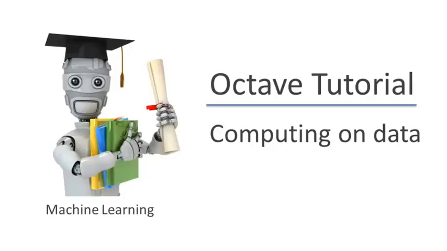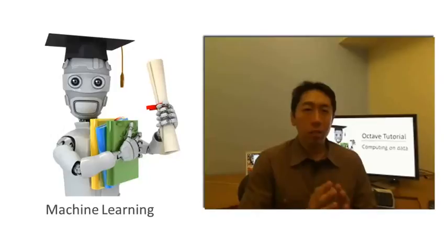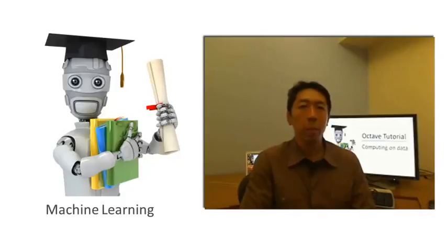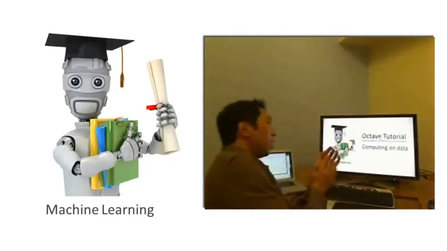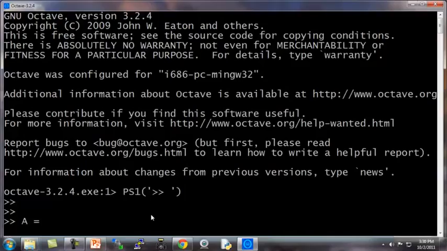Now that you know how to load and save data in Octave, put your data into matrices and so on, in this video I'd like to show you how to do computational operations on data. And later on we'll be using these sorts of computational operations to implement our learning algorithms. Let's get started. Here's my Octave window. Let me just quickly initialize some variables to use for our example.